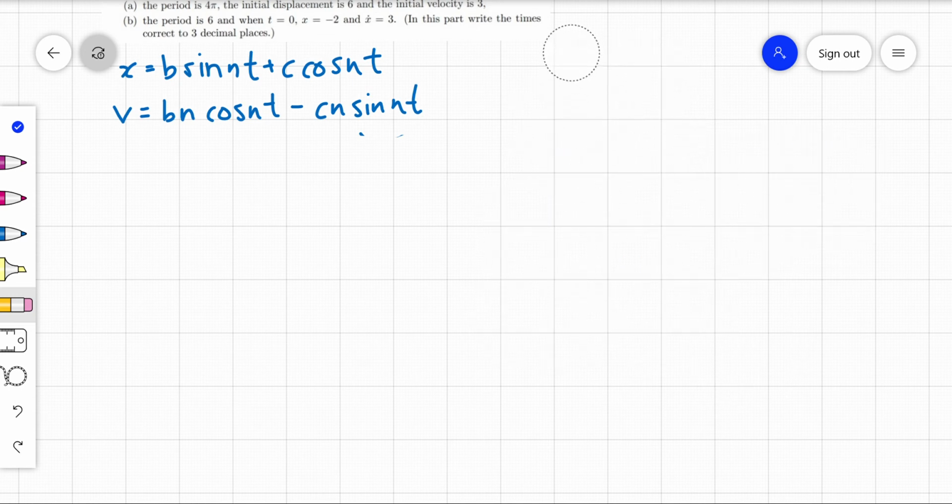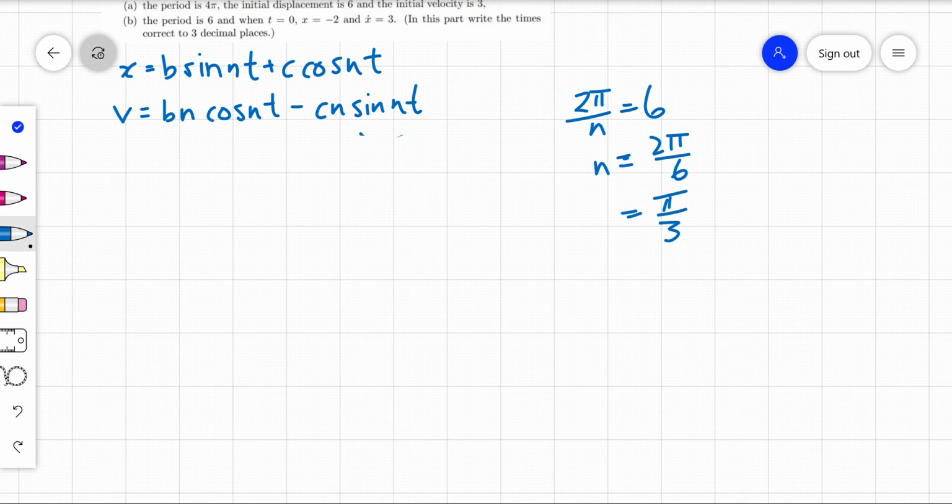So this time, we're given the period 6. So again, we're going to have 2 pi on n is 6. So n is going to be 2 pi on 6, or pi on 3. We know initially, at time 0, we have x equaling -2 and velocity being 3. So let's use the displacement equation first. Remember, if it's time 0, the sine disappears. So we've just got x equals c, cos 0 is 1. So in this case, x, which is -2, equals c, so c is -2.